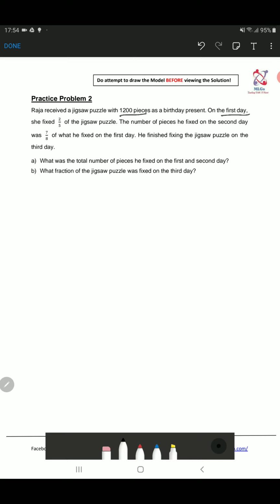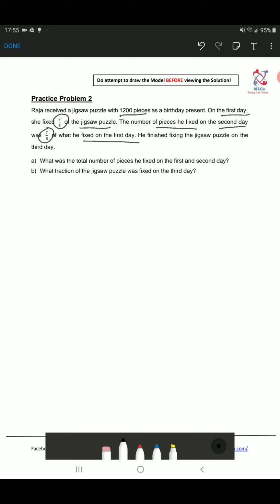On the first day, she fixed 2/5 of the jigsaw puzzle, and the pieces he fixed on the second day was 7 over 8 of what he fixed on the first day. And it looks very confusing, right? So never mind. When the problem gets hard to solve, it's always about the methods. And the method here is model drawing.